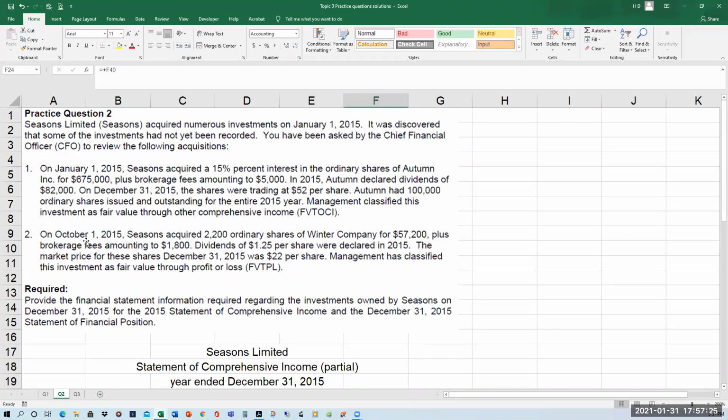The second one: on October 1st, 2015, Seasons acquired 2,200 ordinary shares of Winter for $57,200 plus brokerage fees amounting to $1,800. Dividends of $1.25 per share were declared in 2015. The market price for these shares at year end was $22 a share. Management classified this investment as fair value through profit or loss.